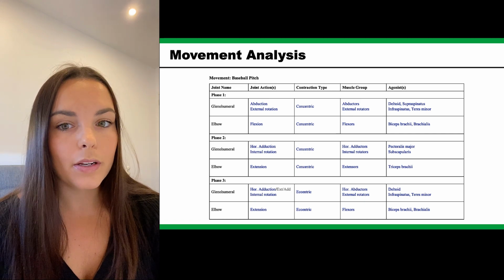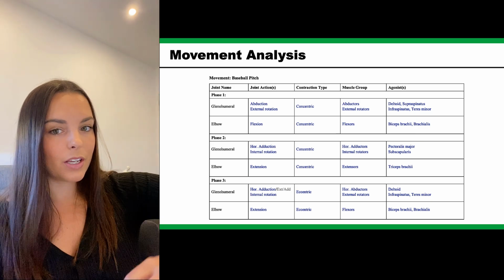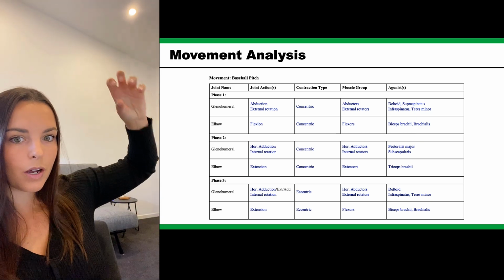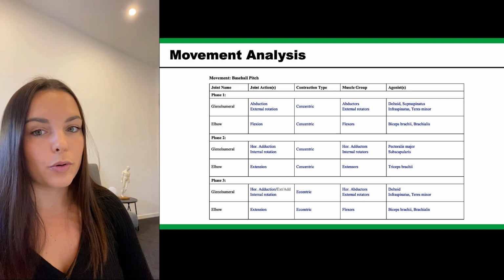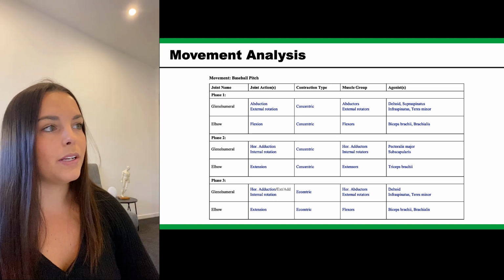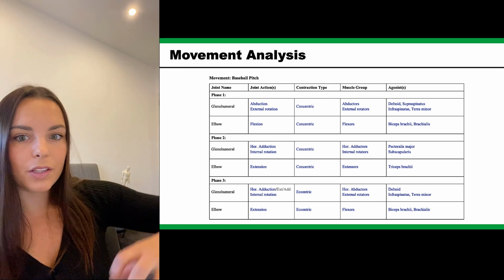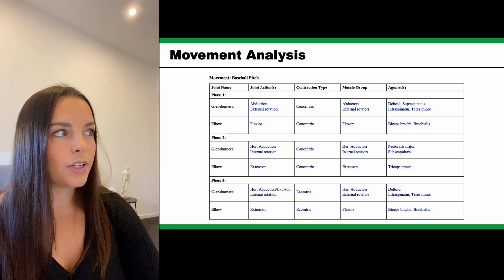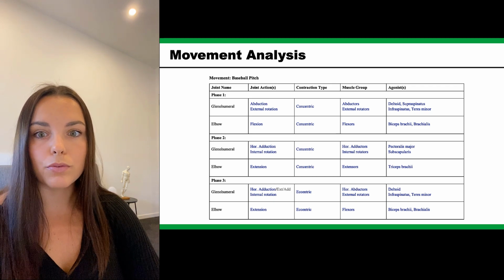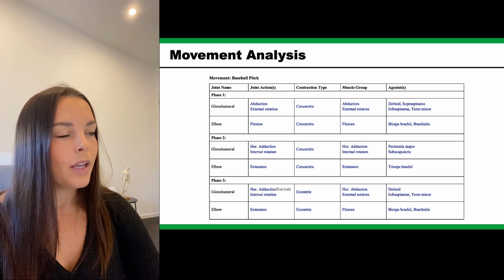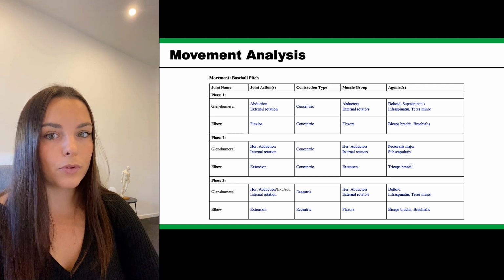So in phase 1, that arm that's holding the ball is abducting and externally rotating. You can tell by that ball coming backwards and the arm rotating outwards. And then the elbow is flexing, so it's bending. Now in phase 1, because this is the lifting phase, we're lifting the ball up, it's a concentric contraction, and then we can just fill in our muscle group and our agonist based off of following our rules for concentric contractions. In phase 2, again, we have another concentric contraction as we're accelerating that ball forward.